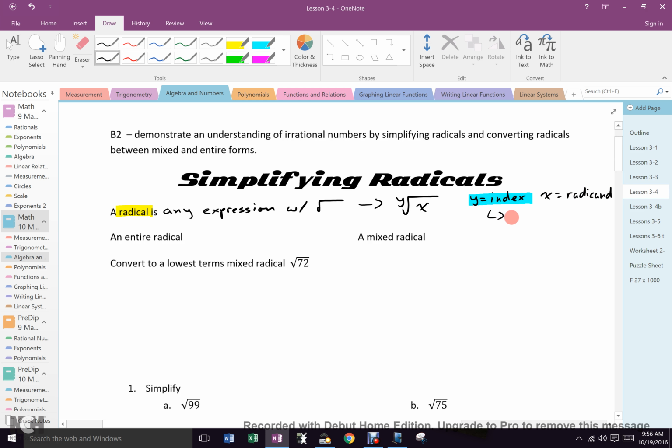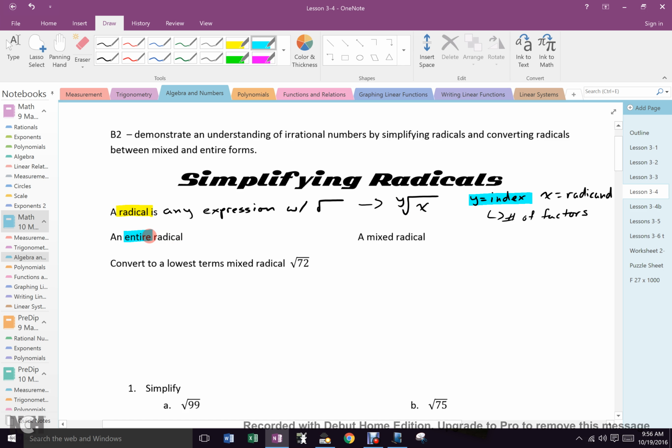What does it mean? That's the number of factors that we are seeking. Understand? So a square root would have a little 2 there. Would we ever write the 2? No, it's blank. Then I'm looking for 2 factors. Square root of 16, 4 times 4. I'm looking for a group of 2. Everybody good? All right.